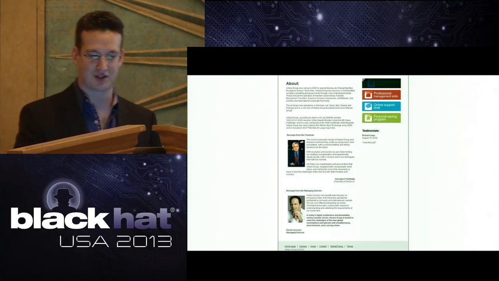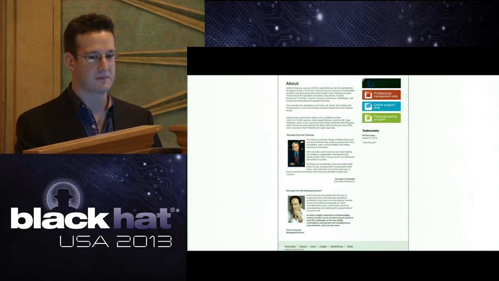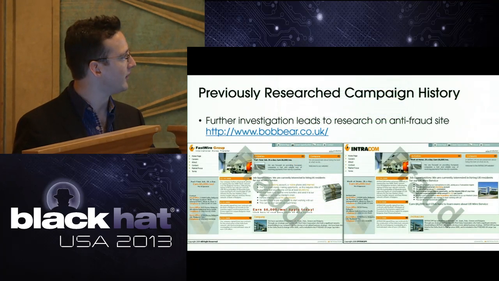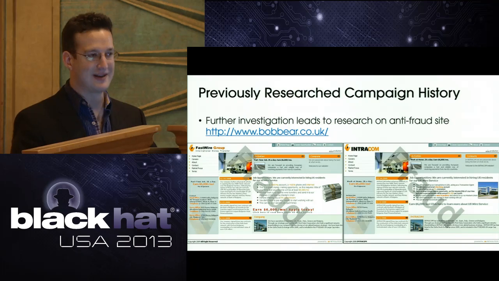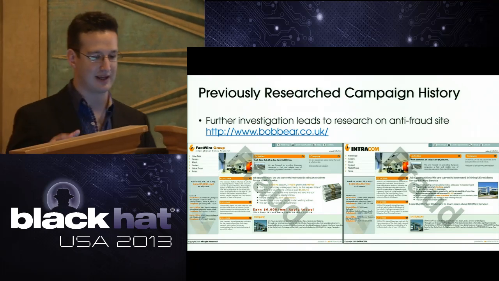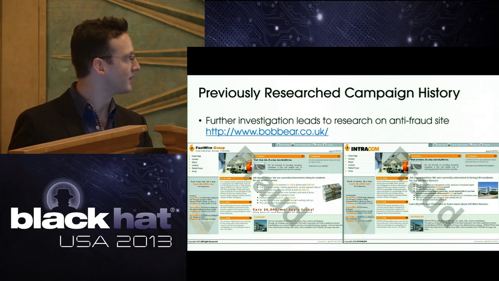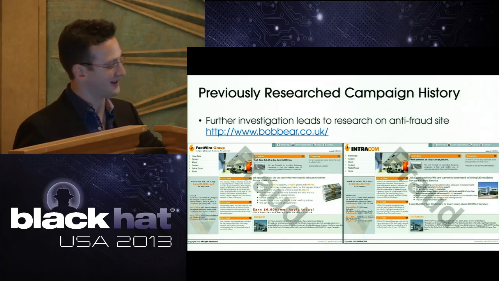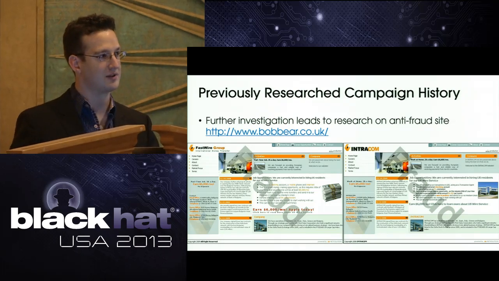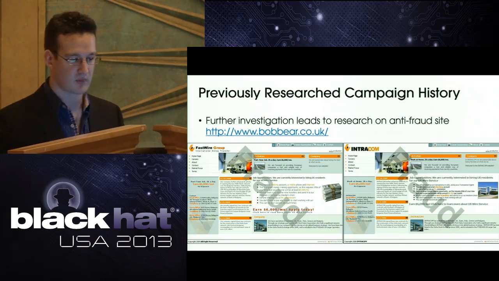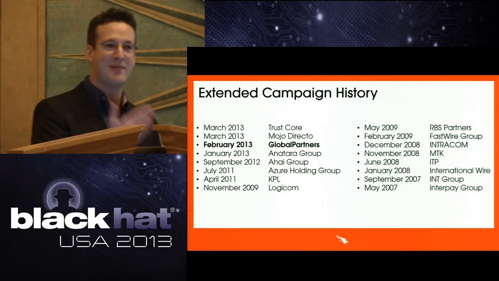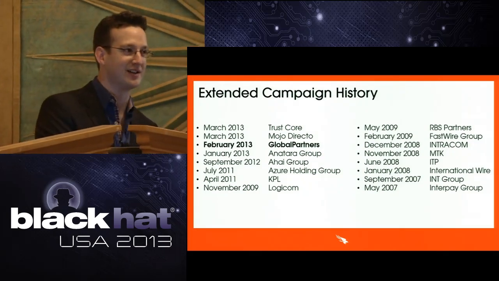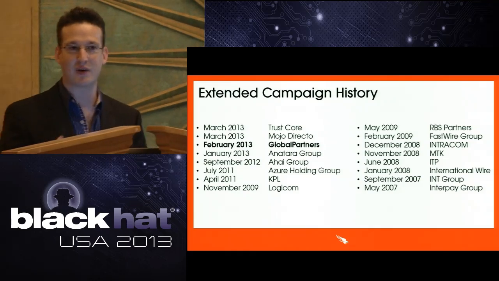Do a little more research, we find out that this has actually been going on for a while, and there's an anti-fraud site, bobbear.co.uk, that has been documenting these sites as part of this campaign for quite some time. I'm sure you recognize the layouts and the colors and the logo on these other sites that are actually not even part of domains generated by this DGA algorithm. So, investigating further, we find that this campaign goes all the way back to 2007. And you know what? It even continued after we finished our research.